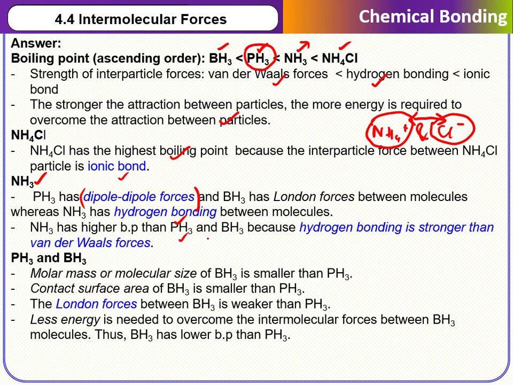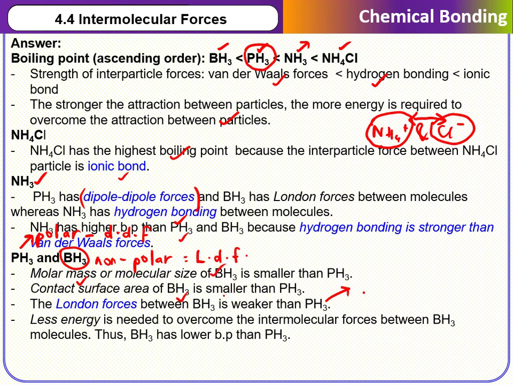How about PH3 and BH3? BH3 is a non-polar molecule, while PH3 is a polar molecule. What type of forces exist between polar molecules? It is dipole-dipole forces. How about BH3? BH3 is a non-polar molecule with London dispersion forces. So PH3 of course will have a higher boiling point than BH3 because it has dipole-dipole forces, which are much stronger than London dispersion forces.